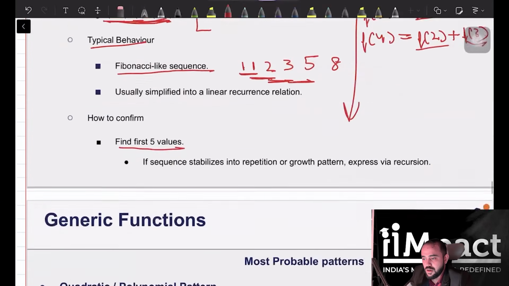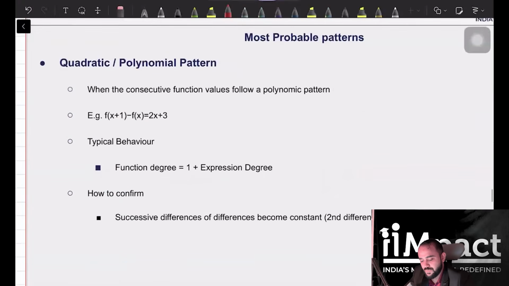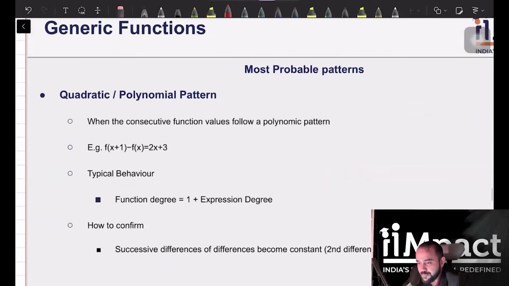Alright. So this is the last one. A quadratic or a polynomial pattern. And this is something you guys should be able to notice when the consecutive function value is following a polynomial pattern. For example, this. Now, this is something we have discussed previously as well. If the difference of the two values of the function is linear, then the function itself should have what power?